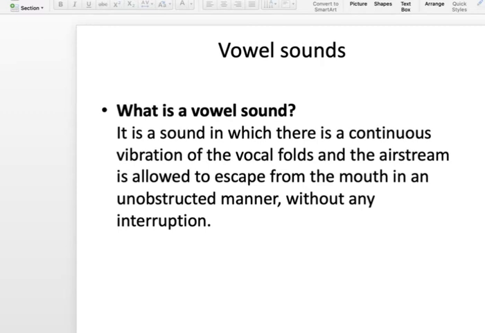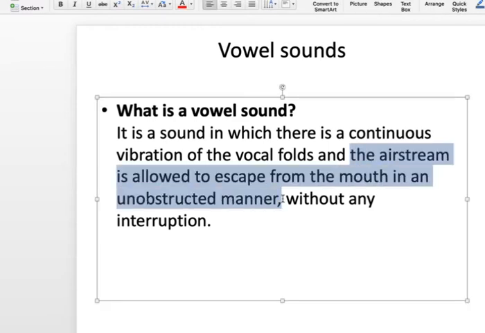In consonants, you noticed that some consonants were voiced while other consonants were voiceless. But here, all the vowel sounds are voiced sounds. And this part is also very important: the airstream, the air that is coming from the lungs, is allowed to escape from the mouth in an unobstructed manner, without any interruption. So it comes without narrowing or stoppage or blockage. Relatively, when you compare it with consonants, it is relatively open.